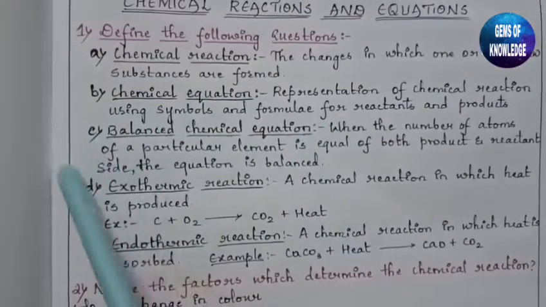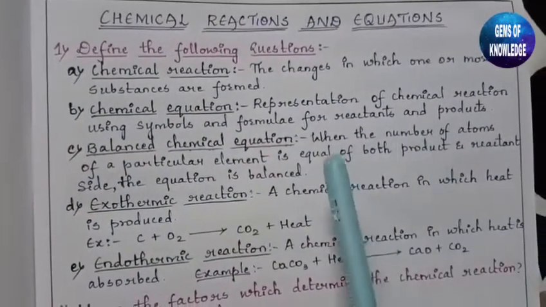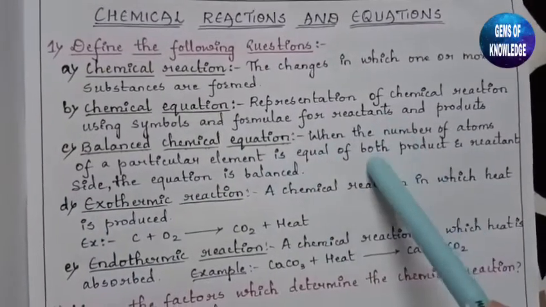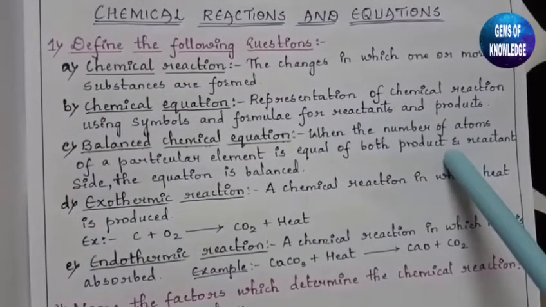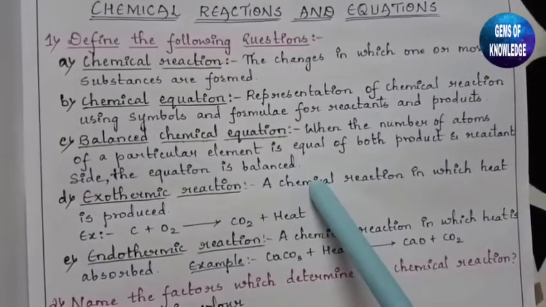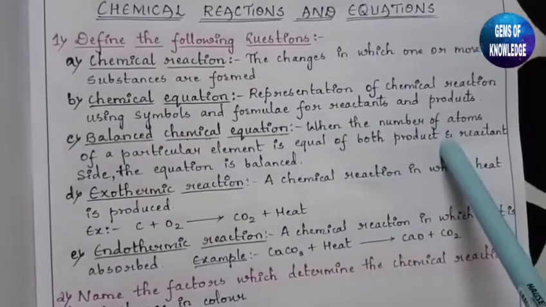Next is the balanced chemical equation. Now what is this balanced chemical equation? You can see, when the number of atoms of a particular element is equal on both the product and reactant side, the equation is balanced. So what is this balancing of a chemical equation? It means the number of atoms on one side is equal to the other.